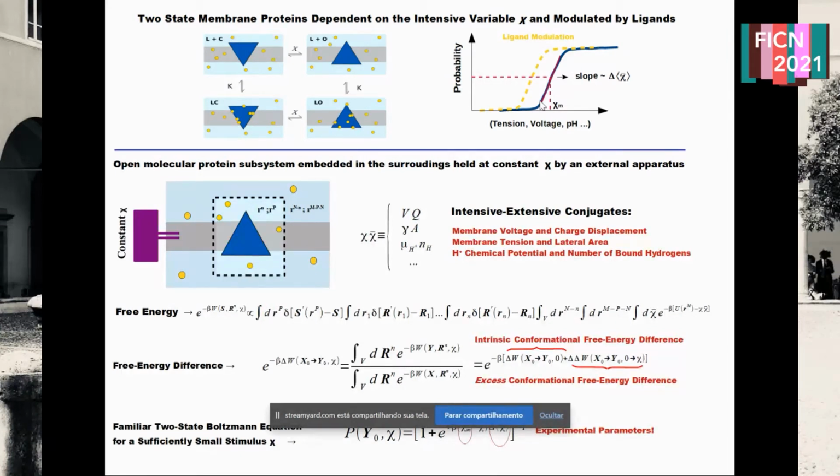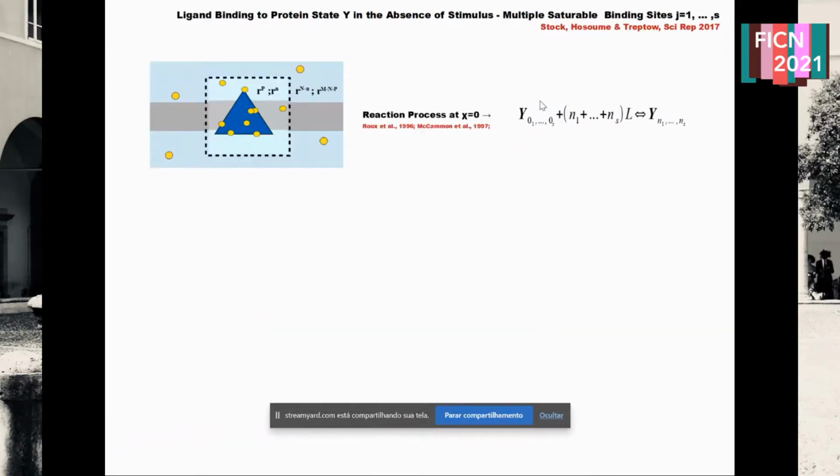Okay, once this probability is known, solution of the cycle proceeds by solving the binding reaction to a specific conformation of the protein in the absence of any stimulus. And because we are interested in the case of a low affinity ligand, we want to solve a generalized reaction where one or more ligands may bind the protein over multiple sites.